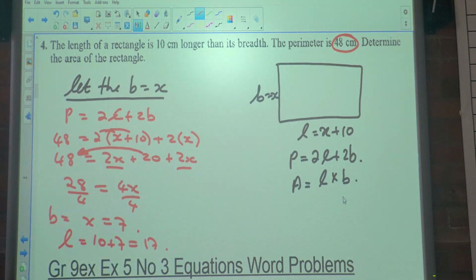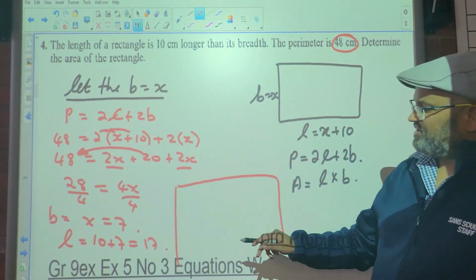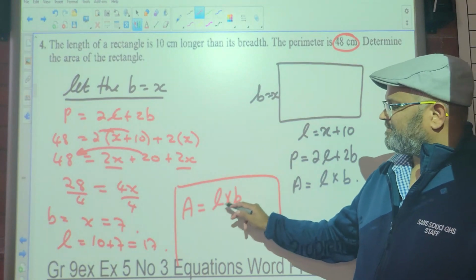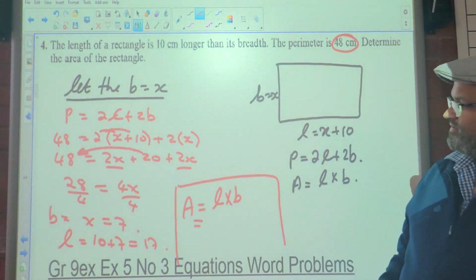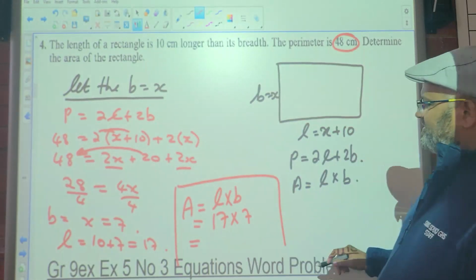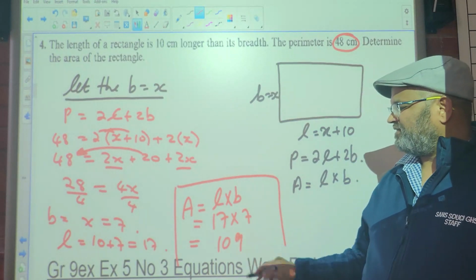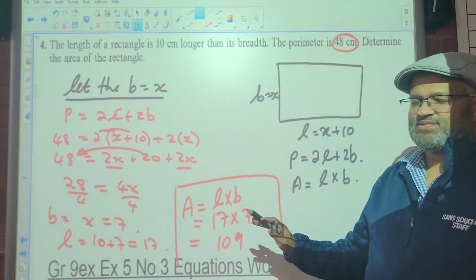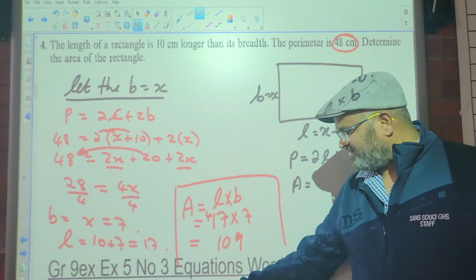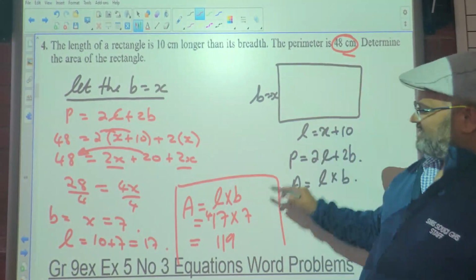Have I answered the question? No. So what is the question? The area. So the area is going to be length times breadth. What's the length? 17 times the breadth, which is 7. 7 times 7 is 49. 7 times 1 is 7, plus 4 is 11. So it's 119 centimeters.